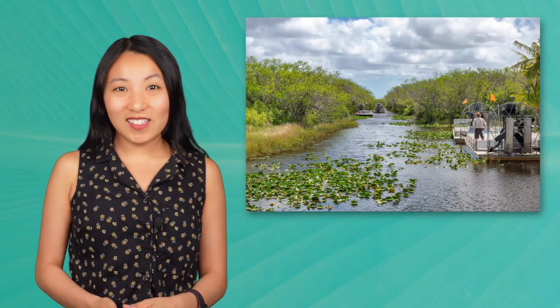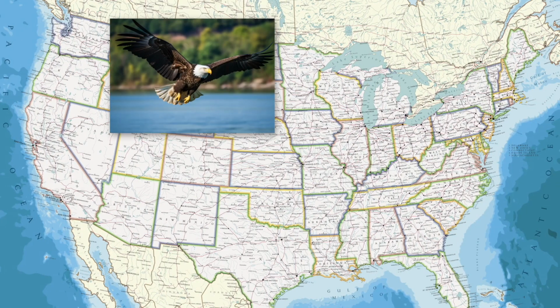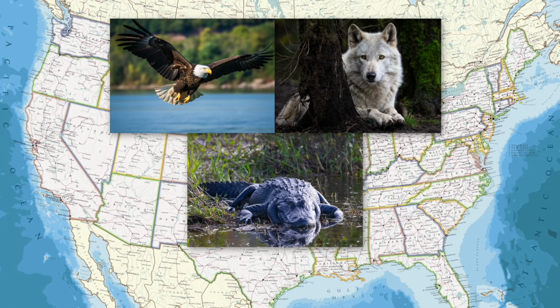I'm going to name a place, and then you quickly say the first animal that pops into your head. Ready? First up, the United States of America. Second, Yellowstone National Park. And finally, the Florida Everglades. What did you come up with? For me, I pictured the bald eagle, the gray wolf, and the American alligator.